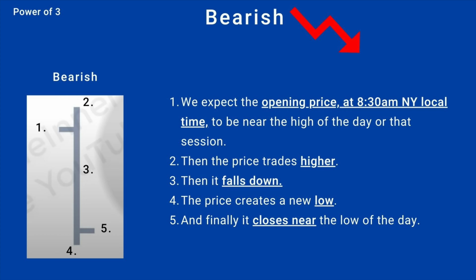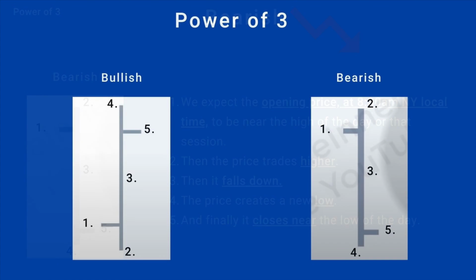Point 2, the price will trade higher. Point 3, the price will fall down, making a very energetic move. Point 4, the price will create a new low. And point 5, finally, the price will close near the low of that day. Beautiful, right? The bearish power of 3 has the same moves like the bullish power of 3 that we saw in episode 9, but they are simply upside down.